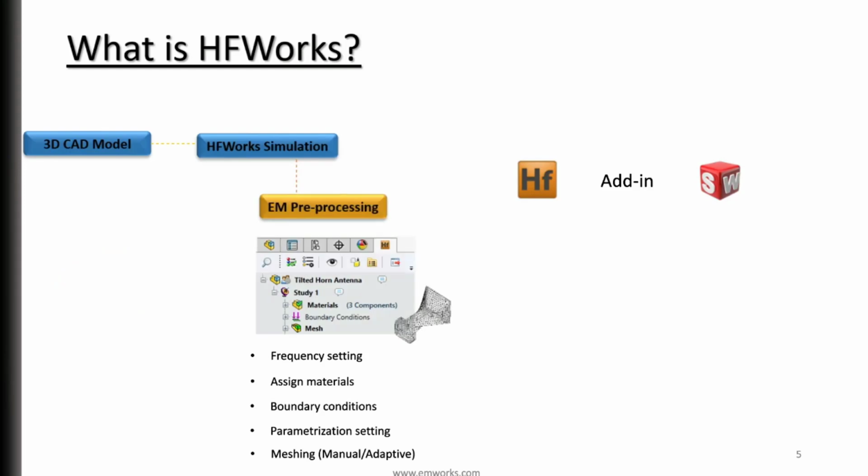Next, once the model is done and ready, we switch to Simulation tab and start by the pre-processing steps. It means assigning the material to each body using HFWorks material library, or the user also can create its own material library. Also, we can do parametric study or multi-configuration study to play with the geometry. And finally, the meshing step, using different mesh options provided by HFWorks for manual and adaptive meshing.